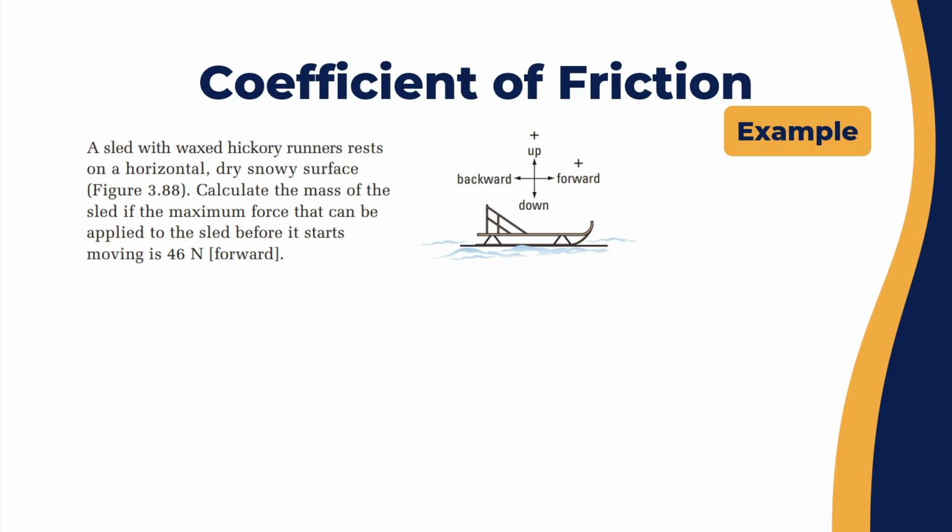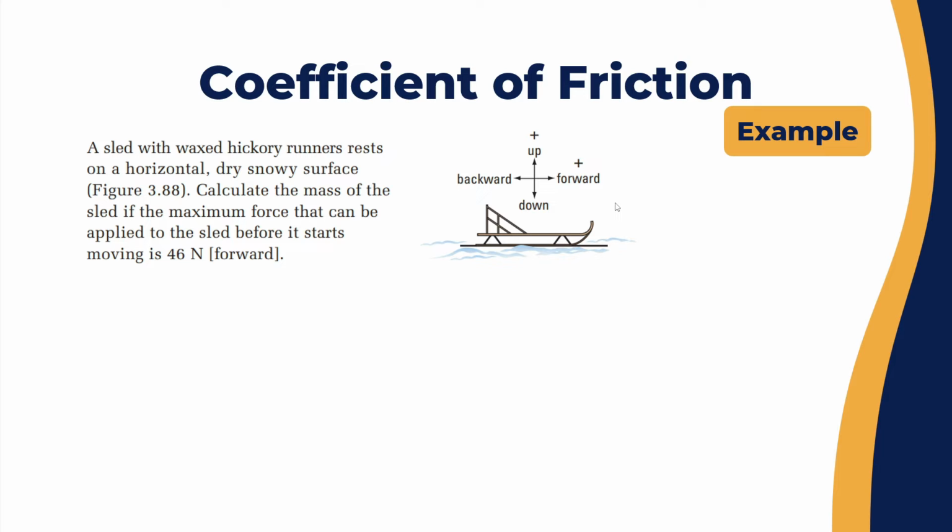Since we are now with the Winter Games Olympics, let's talk about a sled. Probably you saw the game that's called Skeleton, where people are sliding on a sled down an inclined path to set the best record from start to finish. This sled is with waxed hickory runners resting on a horizontal, dry, snowy surface, as you can see over here. It needs you to calculate the mass of the sled if the maximum force that can be applied to the sled before it starts moving is 46 newtons forward.